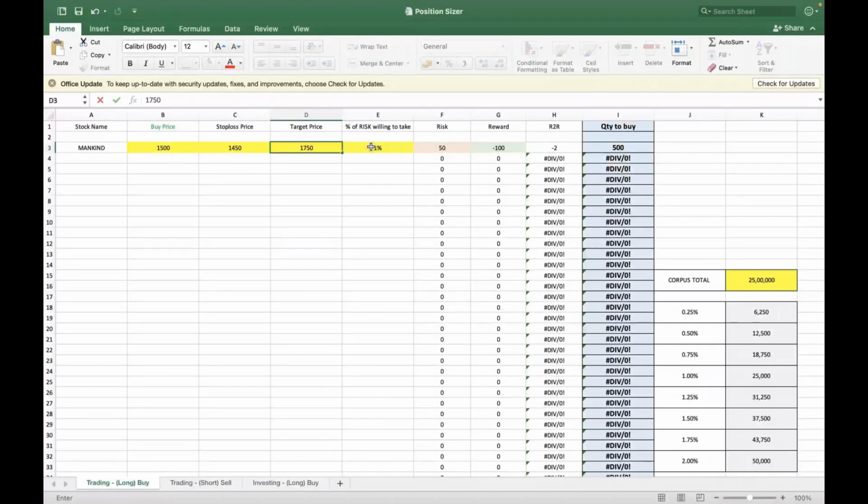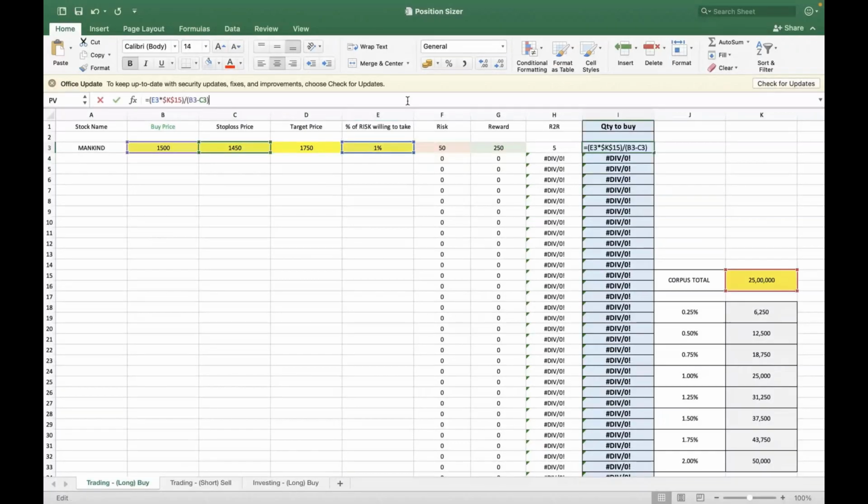Now what does this 0.5% mean? It means that if his stop loss is hit, then he will lose 12,500 rupees, which is mentioned right here. Okay, if he is willing to take 1% risk, it means that if his stop loss is hit, he will lose 25,000 rupees. So let's say he is willing to take 0.5% risk. As soon as he enters this, the quantity is shown here, how much quantity he should buy. So the quantity here is 250 shares. Okay, so this is one thing.